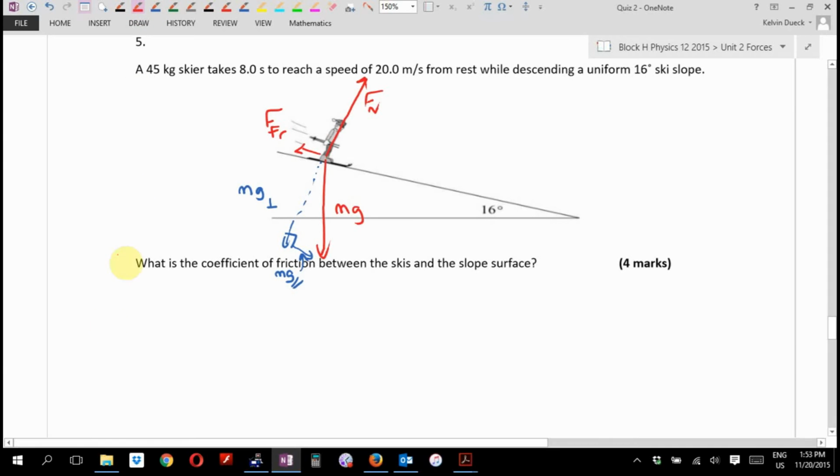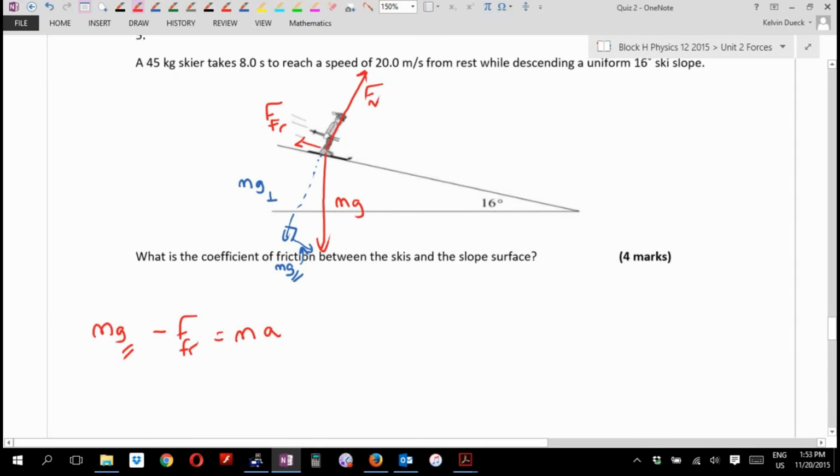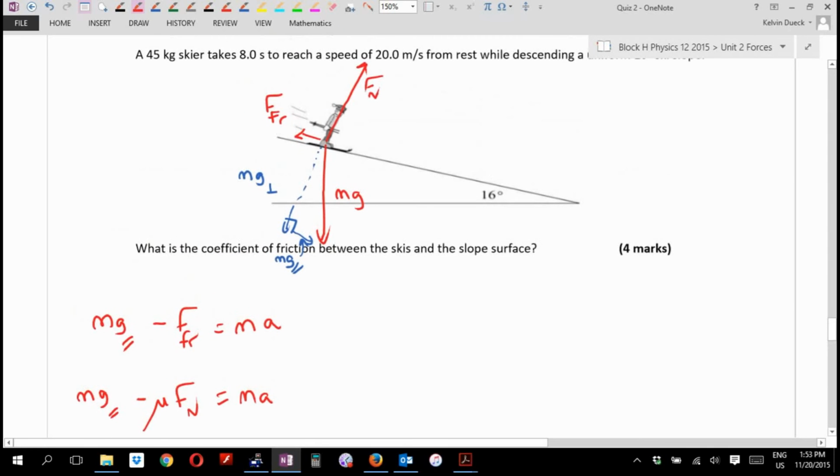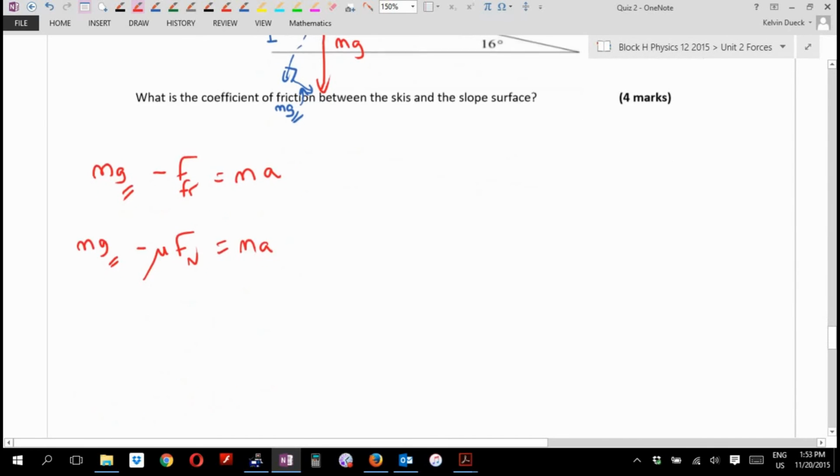Who's winning? Who's losing? That equals ma. That's going to be mg parallel minus mu times the normal force equals ma. I don't know the normal force. Oh, but look. I know another force the same size as the normal force. It's going to be mg parallel minus mu mg perpendicular equals ma. Oh, hey, cool. This time I spotted it.